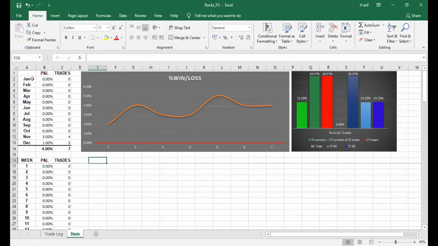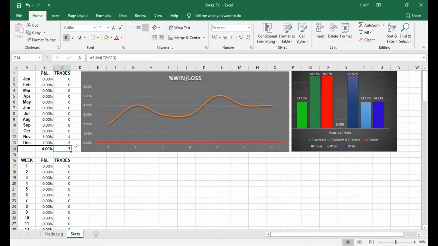On the left here, you've got the months, and then it will tell you how much of a percentage gain or loss you made on that particular month. And as we were doing the end of the year, you can see November, we made 3%, and we took 4 trades in November. December, we made 1%, and we took 3 trades. And then it will give you the subtotal at the bottom, your percentage gain plus how many trades you took.